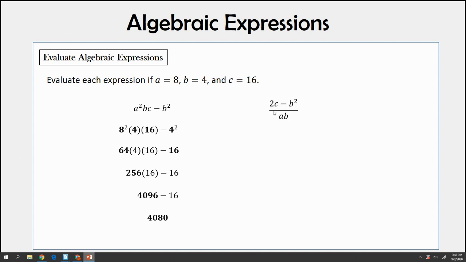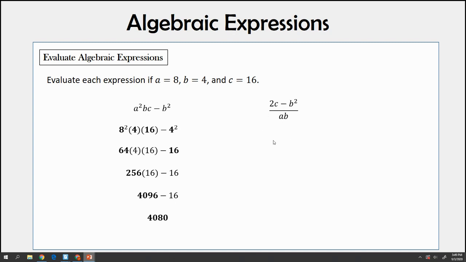This one, okay, now this is written as a fraction. And what I want you to understand is whenever I have a fraction like this, it is really being grouped. So the numerator, 2c minus b squared, that's grouped. I got to work this down to a single number. A times b is kind of in parentheses. I got to get a single number there. And then once I've got the numerator down to one number and the denominator simplified to one number, then I'll do that division. So these are separate until I get them down to one number.